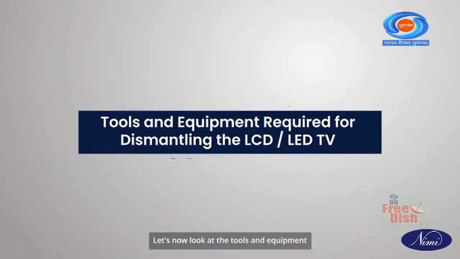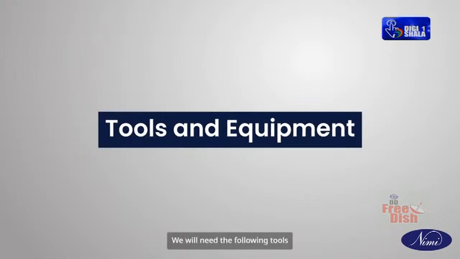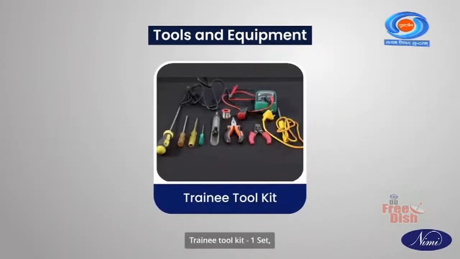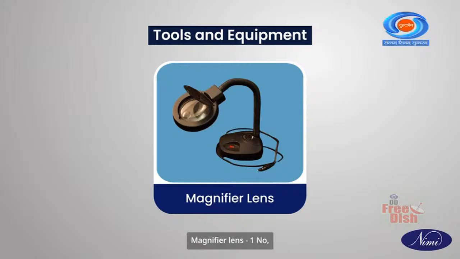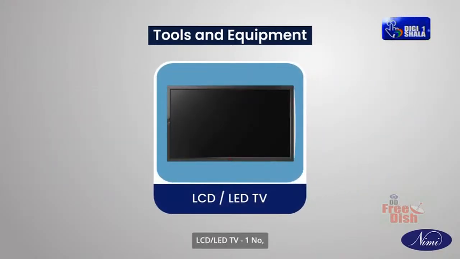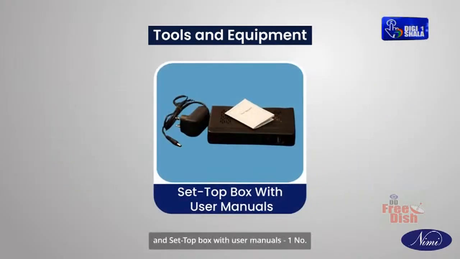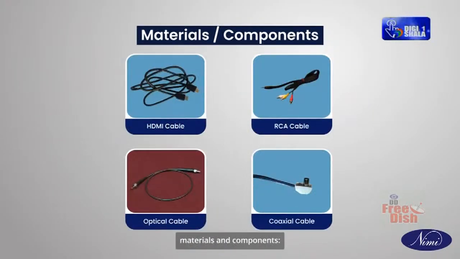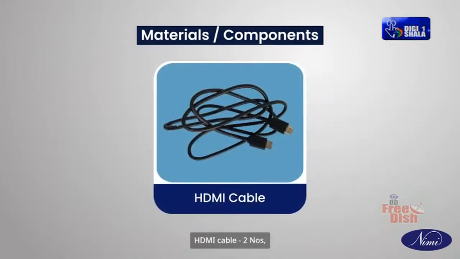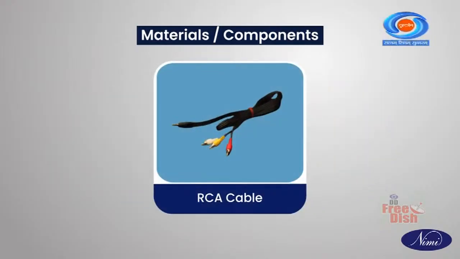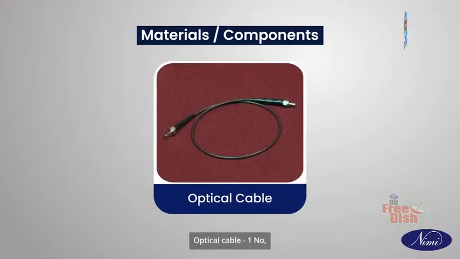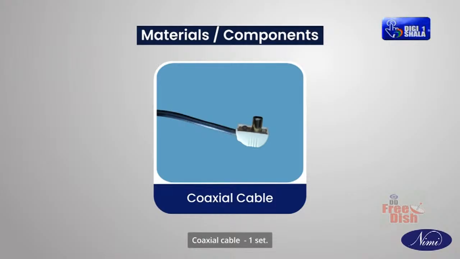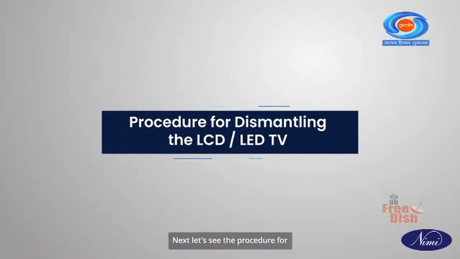Let's now look at the tools and equipment required for dismantling the LCD or LED TV. We will need the following tools and equipment. Trainee toolkit 1 set, magnifier lens 1 number, LCD or LED TV 1 number, and set-top box with user manuals 1 number. We will need the following materials and components. HDMI cable 2 numbers, RCA cable 1 set, optical cable 1 number, coaxial cable 1 set. Next, let's see the procedure for dismantling the LCD or LED TV.